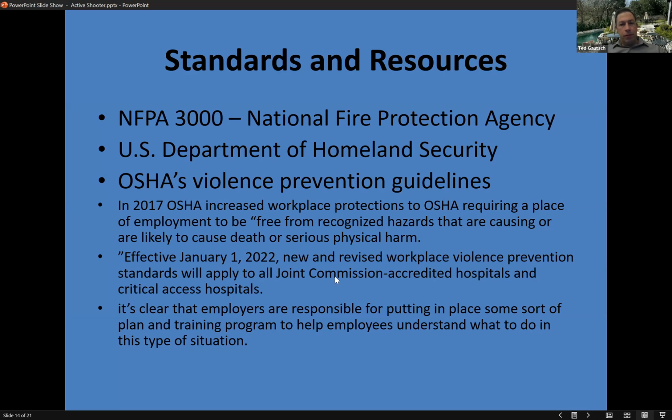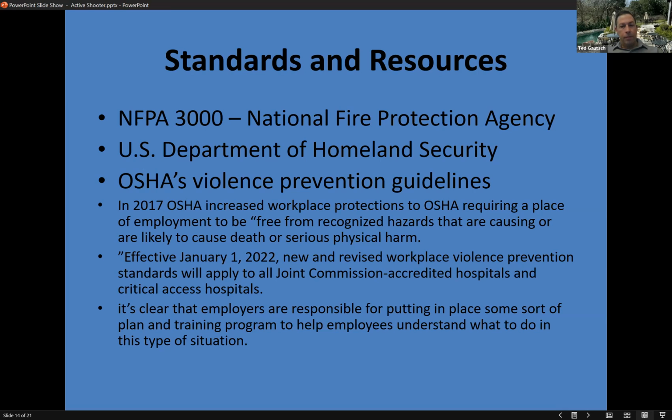Some of the resources that are out there, there's a lot of people doing a lot of work around this. OSHA has been doing a lot of work. The Joint Commission in terms of healthcare has been doing a lot of work. They're trying to identify new standards. Healthcare facilities are accredited through the regulatory commission, and that's the Joint Commission. And what's happened there is that the Joint Commission has mandated that they do more around workplace violence in general and around this.